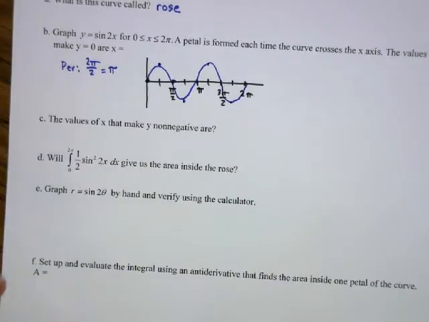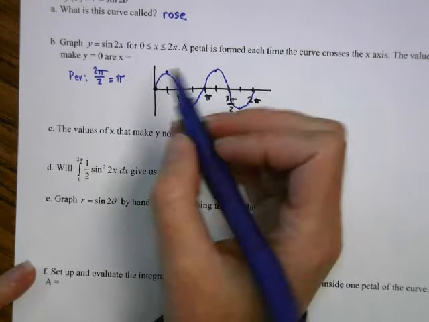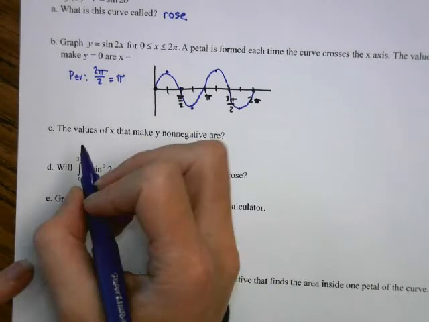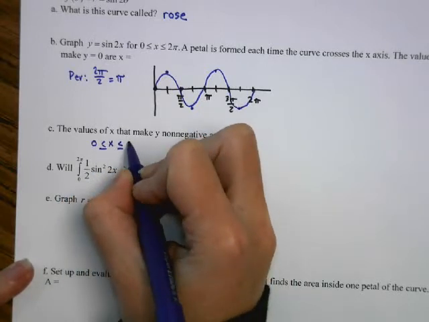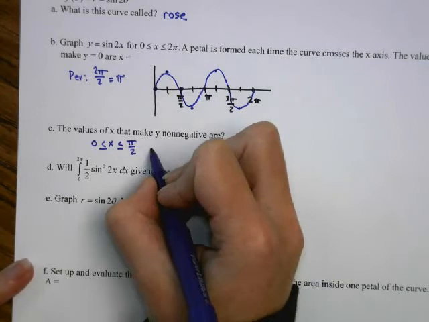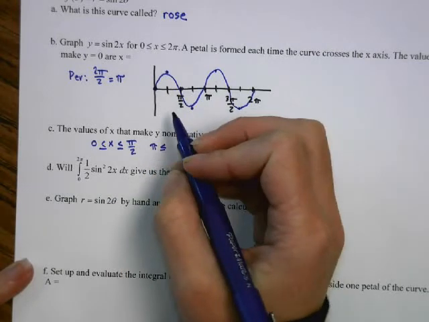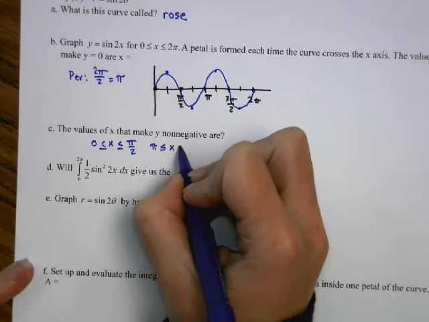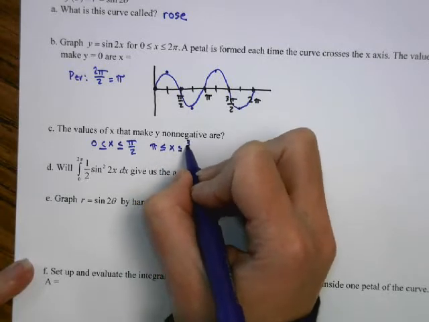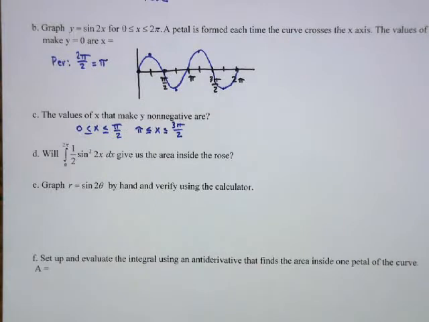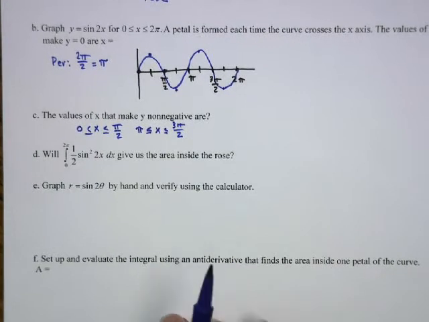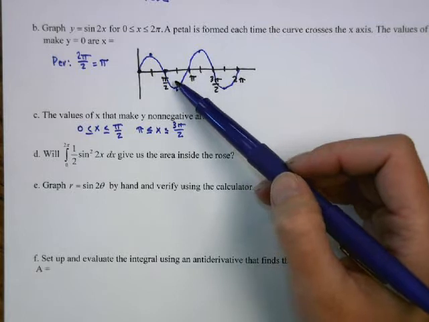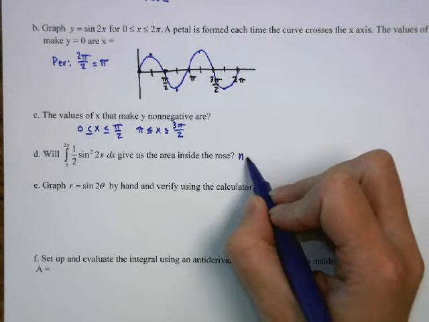All right, so what values of x make y non-negative? Okay, so where is it positive? Well, that's going to be between 0 and pi over 2, and then again from pi to 3 pi over 2. So will the integral from 0 to 2 pi give us the area? It will not, because you're going to have positive area and negative area, and that's going to cancel each other out.